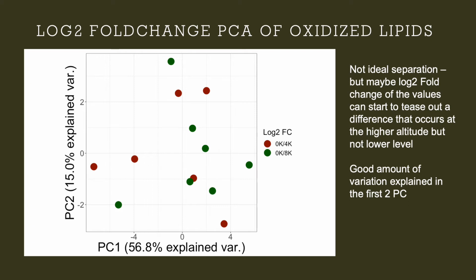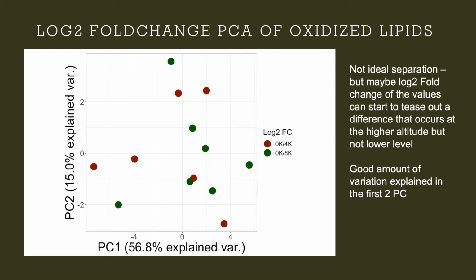So this is a transformation that's often used for metabolomic data, lipids, proteomics, different things like that, to look at potential changes within that same subject from different altitude levels.